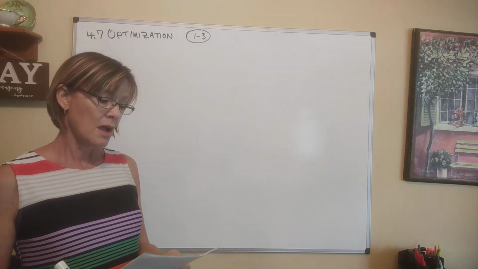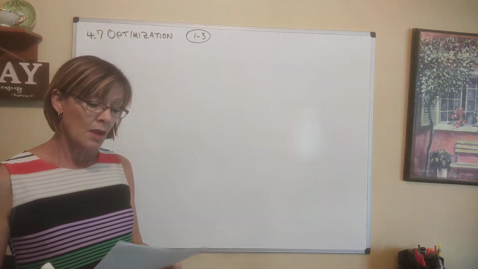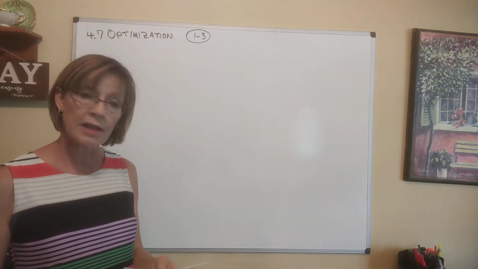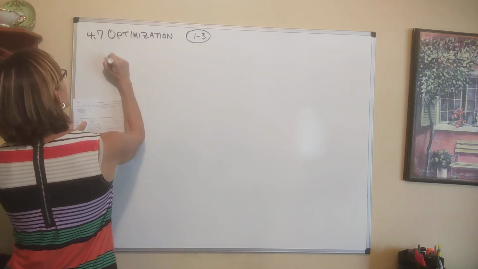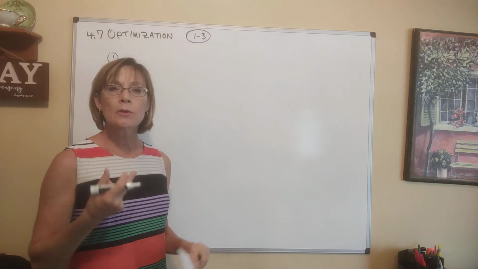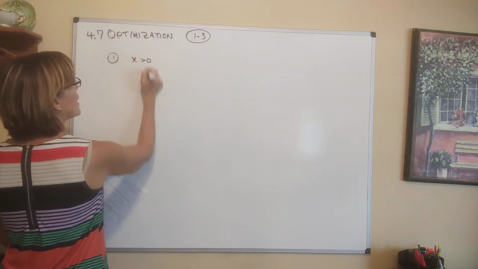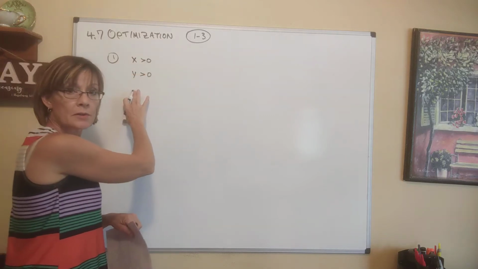Number one, the sum of two positive numbers is 16. What is the smallest possible value of the sum of their squares? That's what we have to figure out. What we want to do here is name some variables. I have two variables. I'm going to name one x, and it's got to be positive, and here's my other number, y. These are my two positive numbers that I've named.